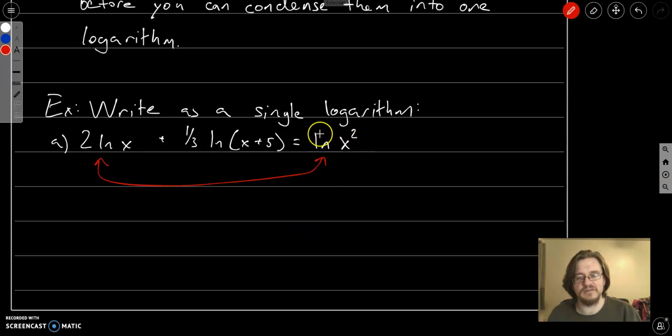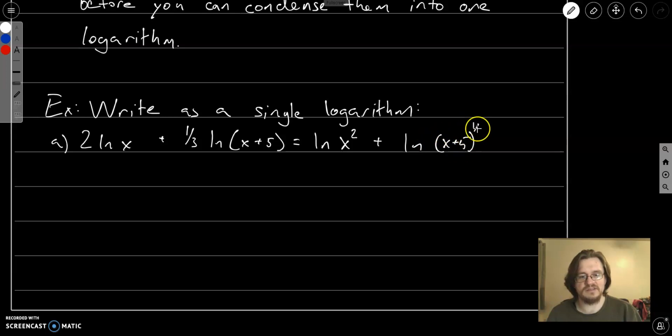Because when we have a log of something to a power, I can pull the power out front and write it as 2 times the natural log of x. But I can go in reverse. 2 times the natural log of x, I can pull that 2 up top and write it up there. So the same thing can happen with this 1/3. So this is going to be plus the natural log of (x plus 5) all raised to the 1/3 power.